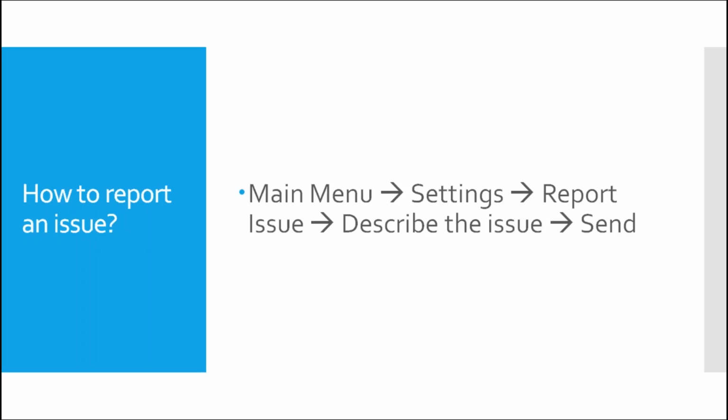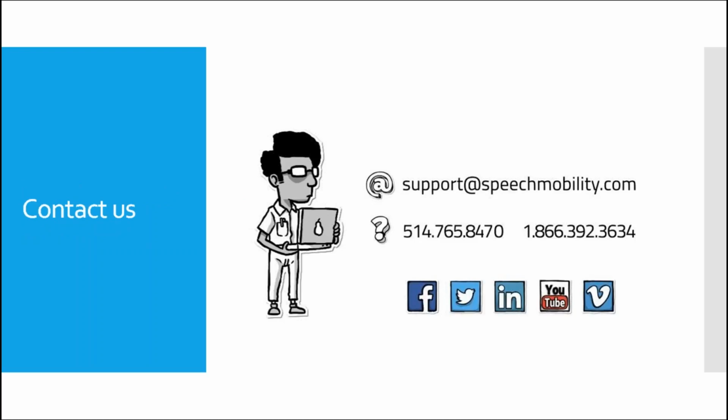At any time, if you need one-on-one help, you can always call us at 514-765-8470, or you can send us an email at support@speechmobility.com.